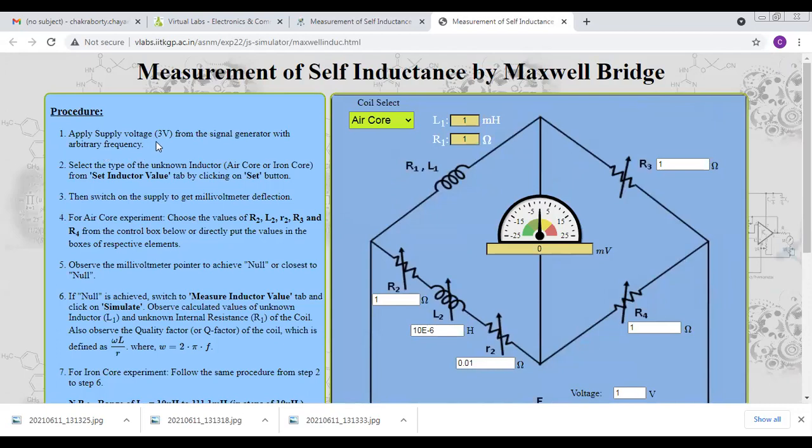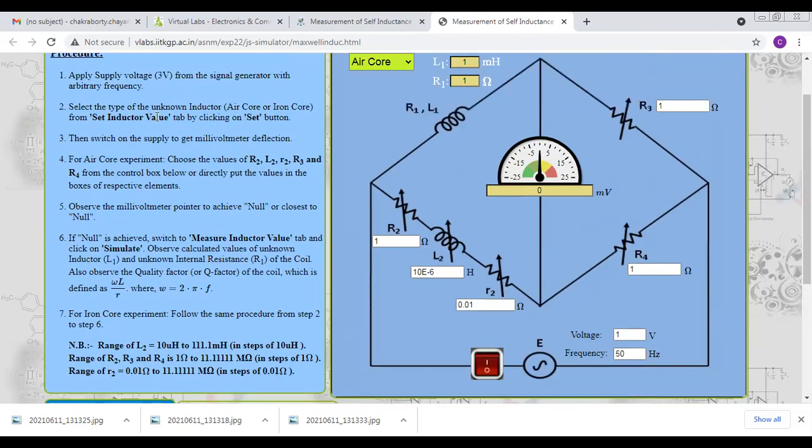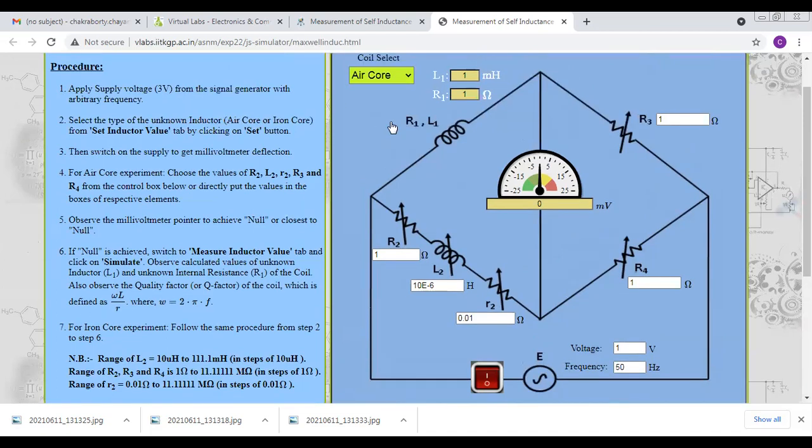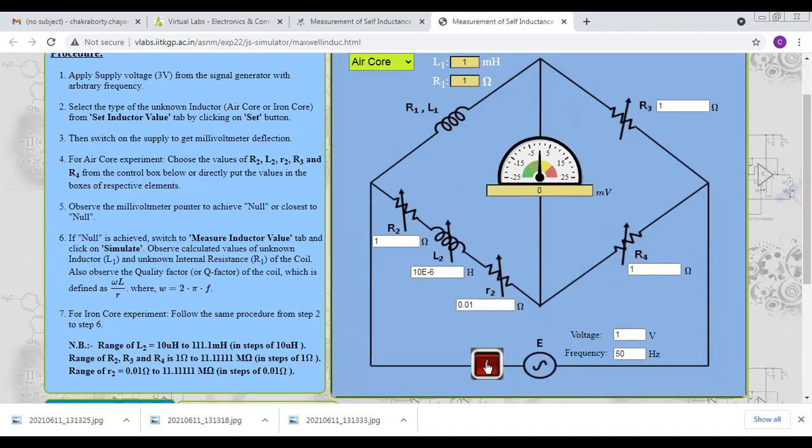Apply the supply voltage 3 volt from the signal generator with an arbitrary frequency. So here the voltage is 3 volt and any arbitrary frequency. Then select the type of unknown inductor core. Here is the core selection. You can select the air core, which means only a coil, or the iron core, which means there is an iron core, just like a transformer. And then switch on the supply. Here you can find the switch on the supply.